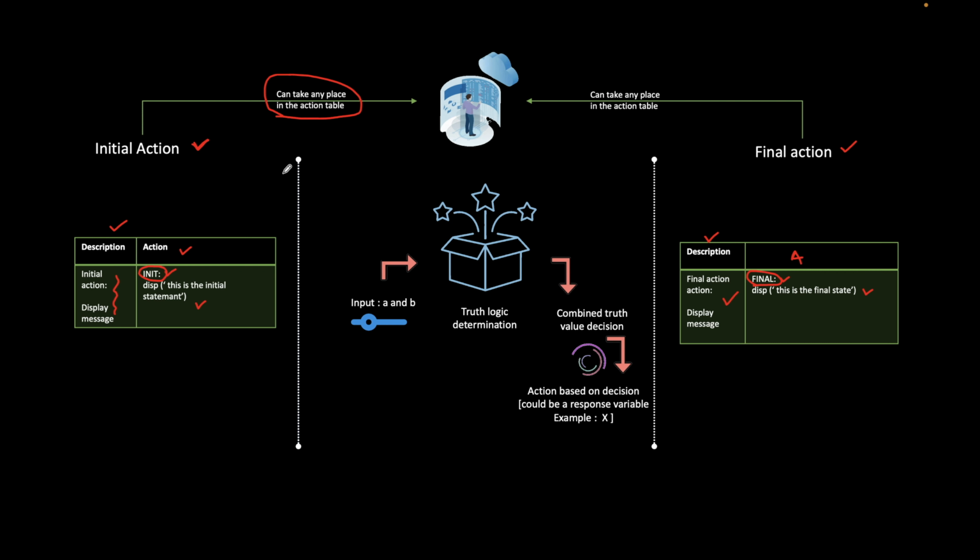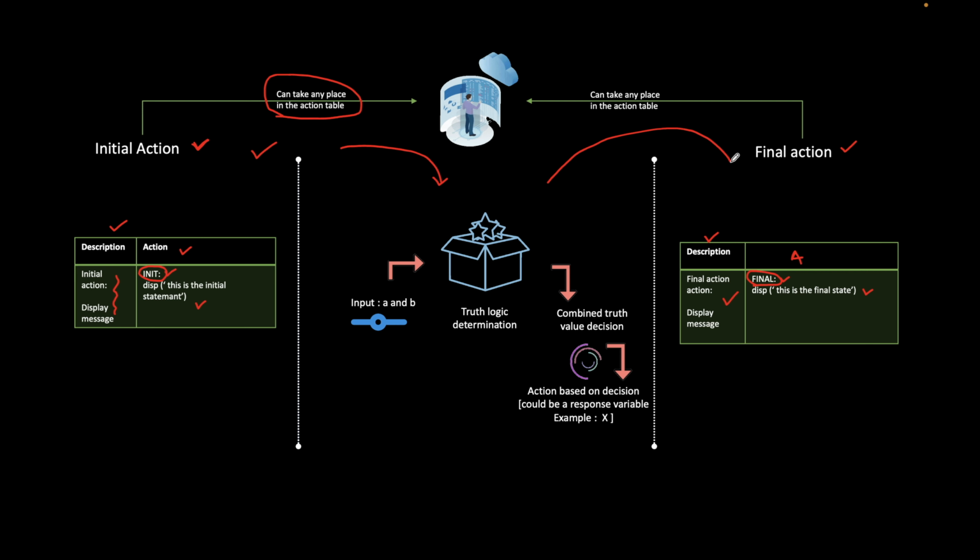So how does this entire process work? First the initialization happens. Whatever the initial actions are, they will be performed. Then the implementation of the truth table will happen. So whatever the logic is, based on the decisions, and whatever action we need to take, that will happen, and after that the final action will happen. So this is how a truth table works in Stateflow with the initial and the final action implemented.